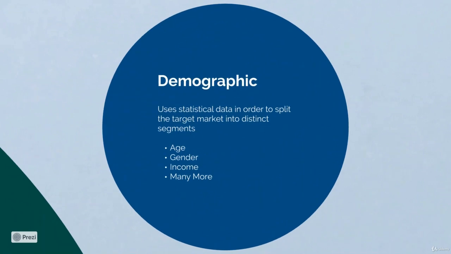Now, demographic segmentation. Demographic segmentation is the most popular type of market segmentation because it uses statistical data in order to split the target market into distinct segments. Some examples of demographic segmentation may include age, gender, income, and many more.